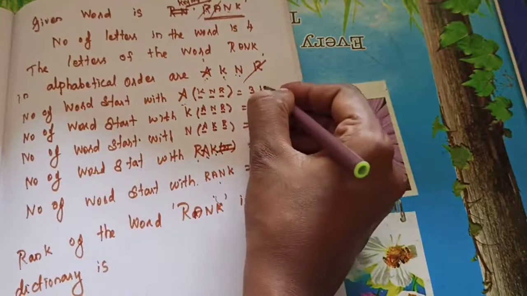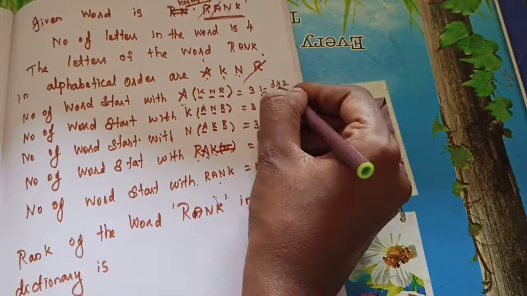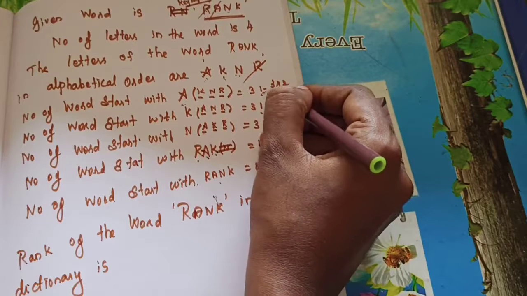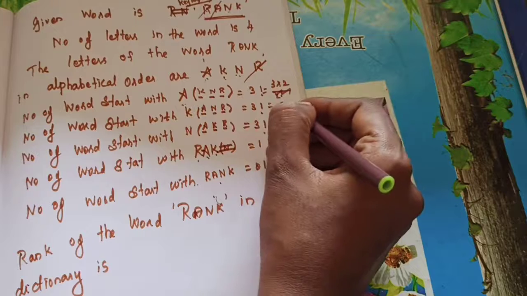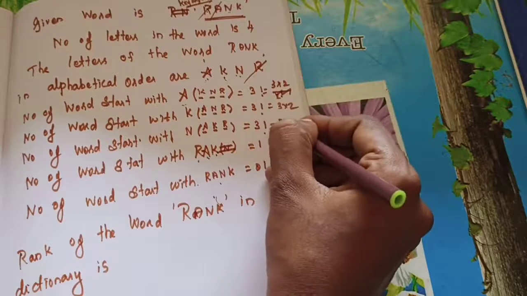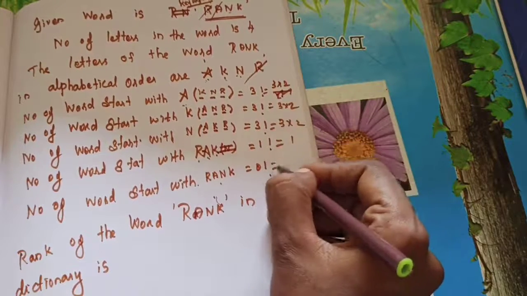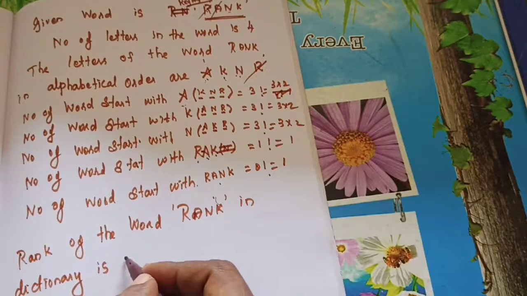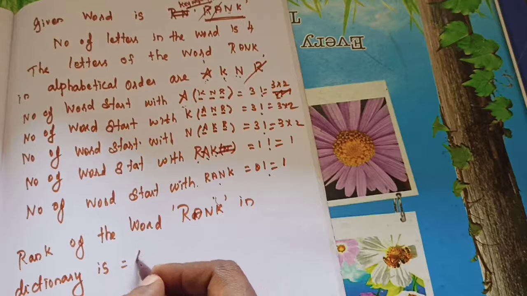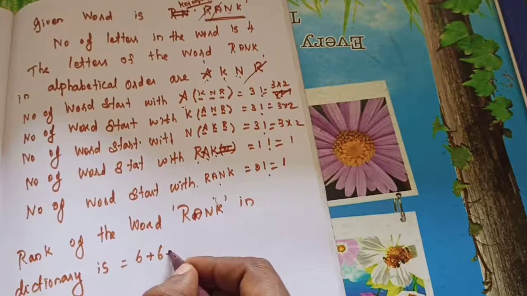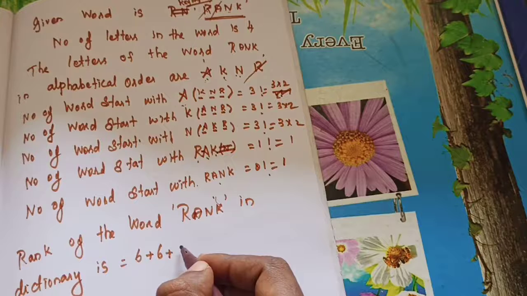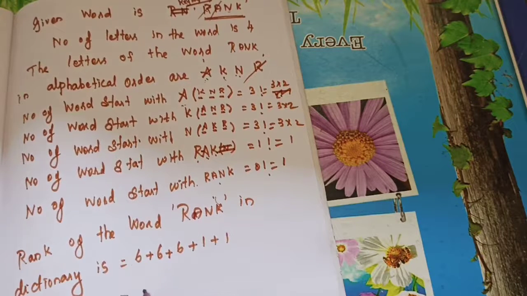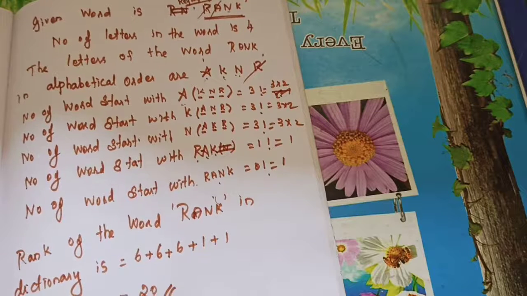is, what's the value for 3 factorial? 3 factorial means 3 into 2. Here next means 3 into 2. Next means 3 into 2. 1 factorial means 1. 0 factorial, what's the value? I taught already in one note. 1. Okay. So you need to add all the words. That is, how much will you get? 6 plus 6 plus 6 plus 1 plus 1. So what's the answer? 18 plus 2, 20 is the answer.